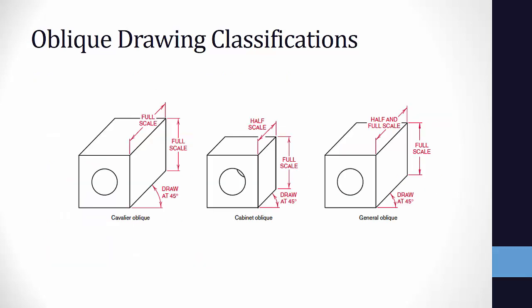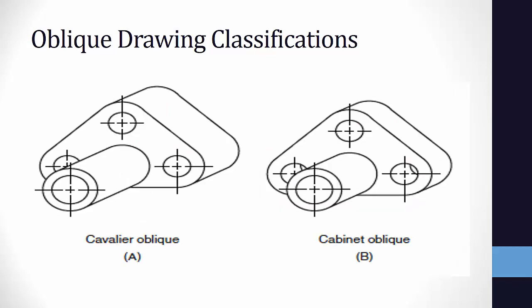Here's an example of a cavalier, cabinet, and general oblique. Notice 3 things. 1. The front face of the object is true to its shape, so the circles are circular and not elliptical. 2. The depth of all 3 objects is varied. And 3. All of their depths are drawn at a 45-degree angle. Here's an additional example of a cavalier oblique and a cabinet oblique. Once again, notice the front face, depth, and angle of this depth.